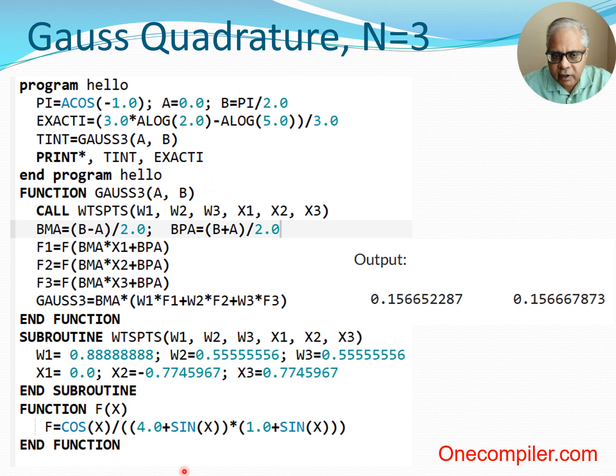And at the end of the day, when I run this program, I get these as the output. And you can see with only 3 points, the Gauss quadrature rule calculates the integral pretty well. I get an estimate as 0.15665, which is good enough for most people, certainly good enough for most government work.